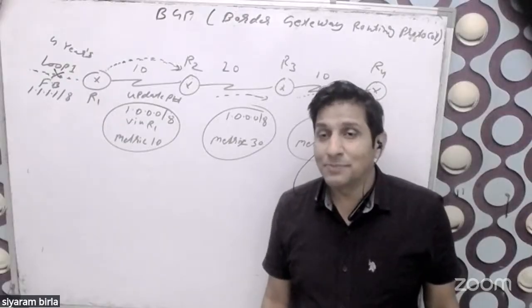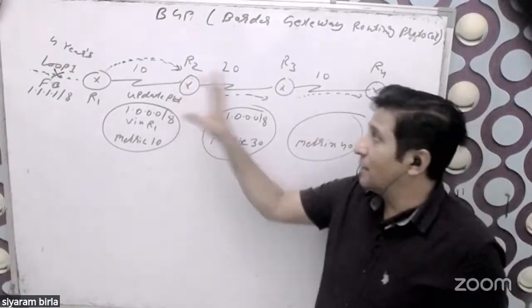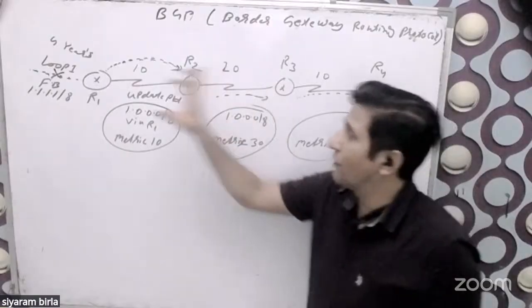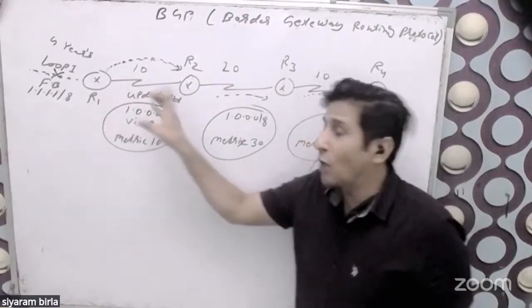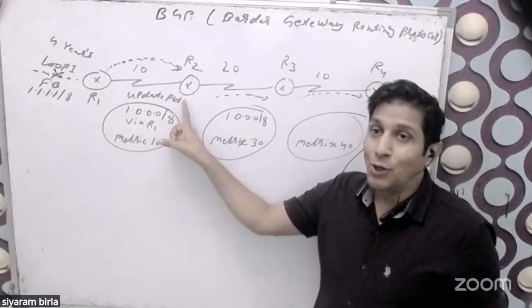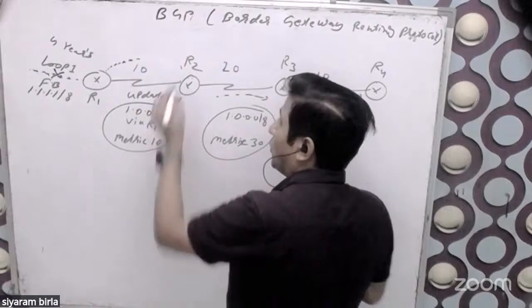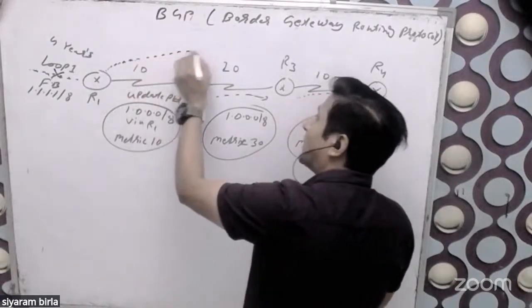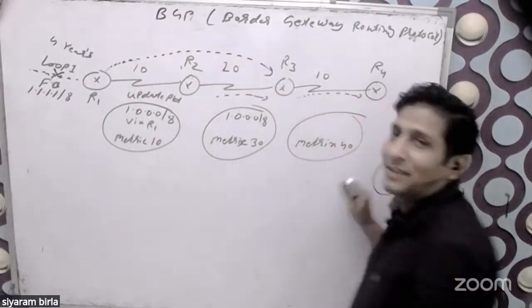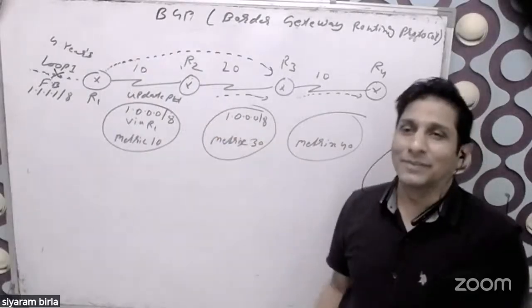What do you mean by BGP speakers? Suppose I am configuring BGP in this router, and I am not configuring BGP in this router. So it will not advertise that update packet to this neighbor. It will directly advertise that update packet to R3. It is not advertised to R2.